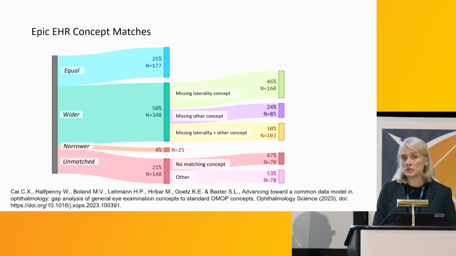And in ophthalmology, one of the most common things that was missing was laterality, which is really important for your eye because you really need to know which eye has the disease. But there are also other specific modifiers for concepts that are really important in terms of how measurements were made or different methodologies that were missing.